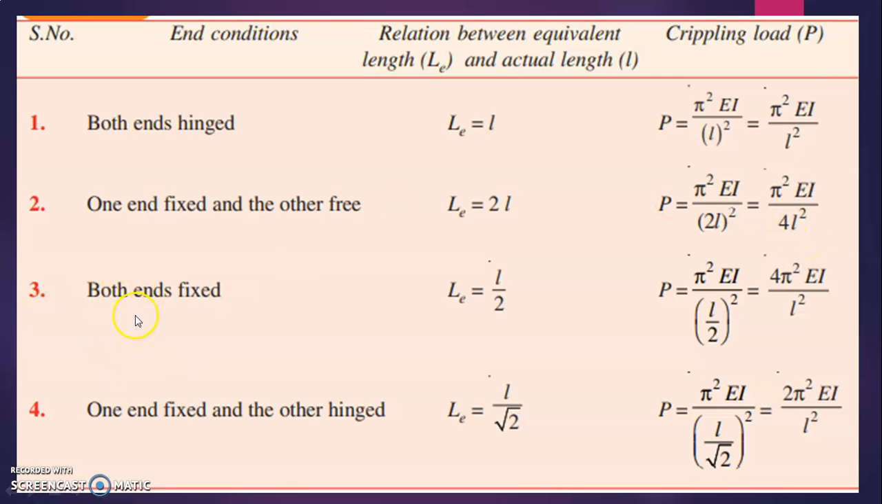When both the ends are fixed, LE is equal to L divided by 2. If you substitute in this equation, we get 4 pi square EI divided by L square. One end fixed and the other end hinged, LE is equal to L divided by root 2. Substituting, you get P equal to 2 pi square EI divided by L square. You need not remember all these formulas. Just remember P is equal to pi square EI divided by LE square, and if you know the end condition, you can directly substitute the LE value in this equation.